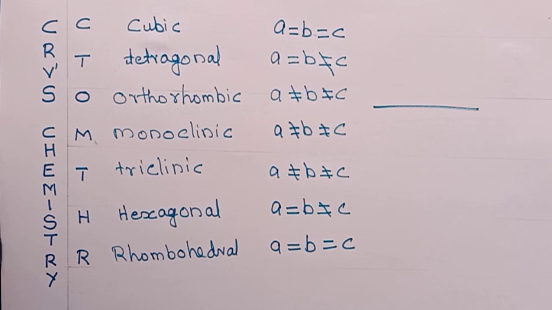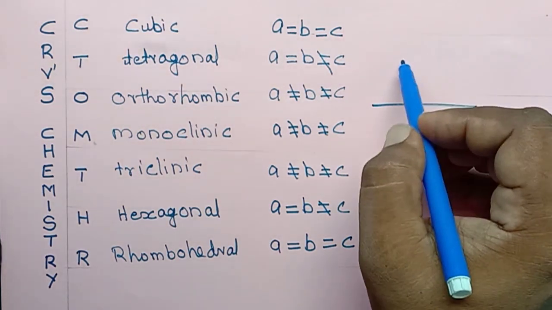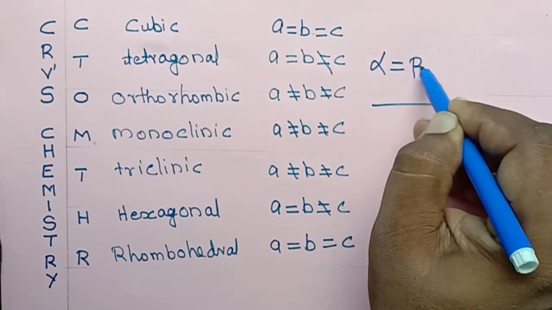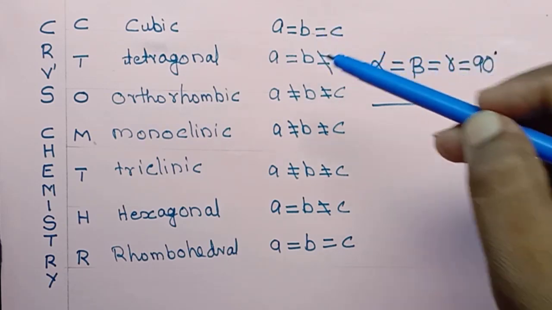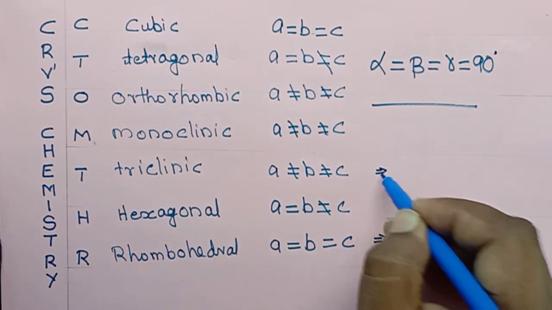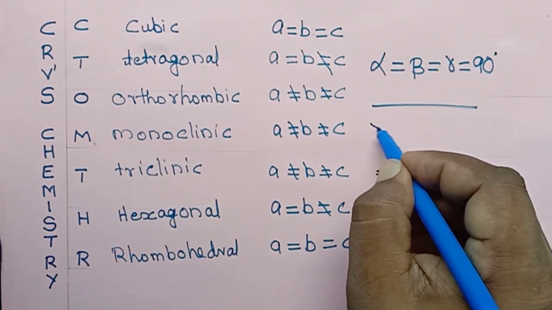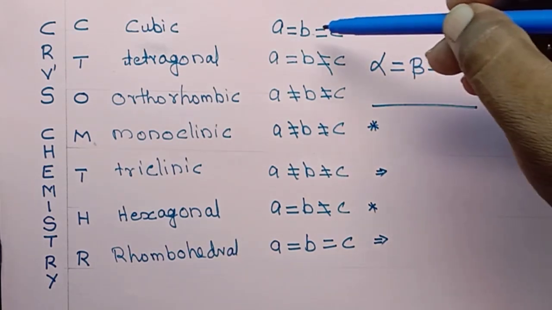Now we are going to find the relation between the angles alpha, beta, and gamma. For the first 3, cubic, tetragonal, and orthorhombic, all the angles are equal: alpha equal to beta equal to gamma equal to 90 degree. Now for the rest 4, you have to see that rhombohedral and triclinic are coming in the alternate way. They too have some relation. Hexagonal and monoclinic, they also have some relation between them.